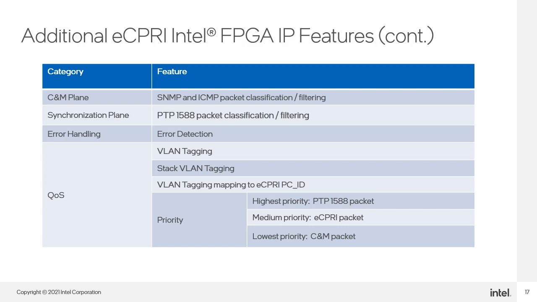For quality of service, the IP can check for VLAN and stack VLAN tags and map tags to a vendor-specific eCPRI PCID. Finally, the IP uses pre-programmed priority logic to arbitrate the different packets, assigning priority first to PTP 1588 packets, then to eCPRI packets, and lastly to C&M packets.